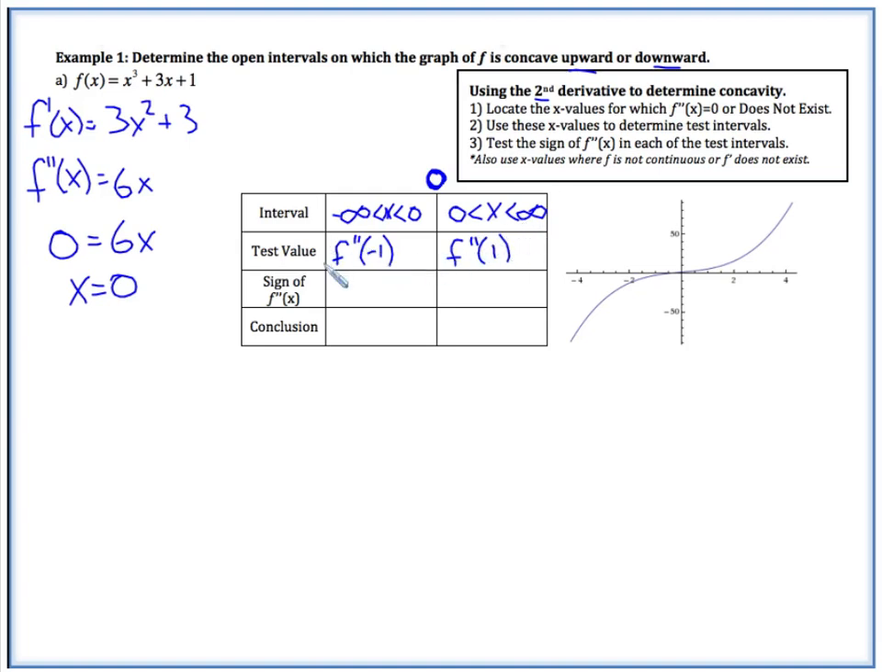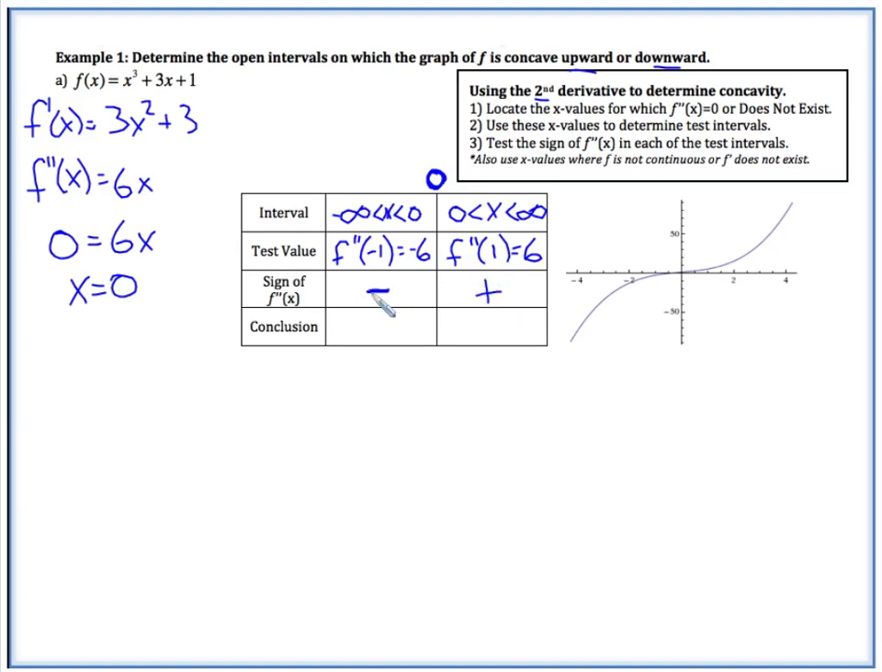So keep it simple, it just has to fall in the interval. If we were to plug -1 into our second derivative here, we would get 6 times -1, which is -6. And what we're interested in is the sign of f double prime of x, and the sign is negative. For f double prime of 1, we plug 1 into our second derivative, so 6 times 1 is 6. And what we're concerned about is the sign, and this is positive.